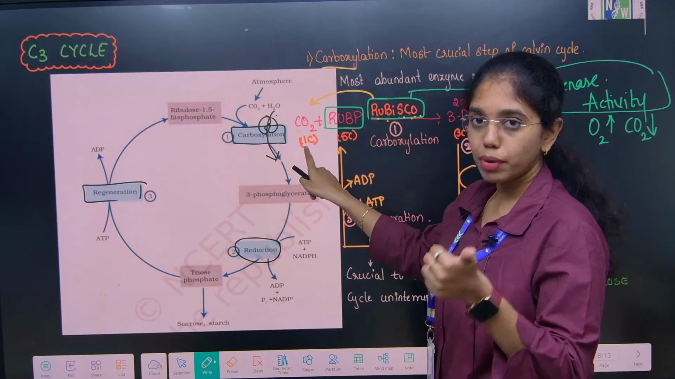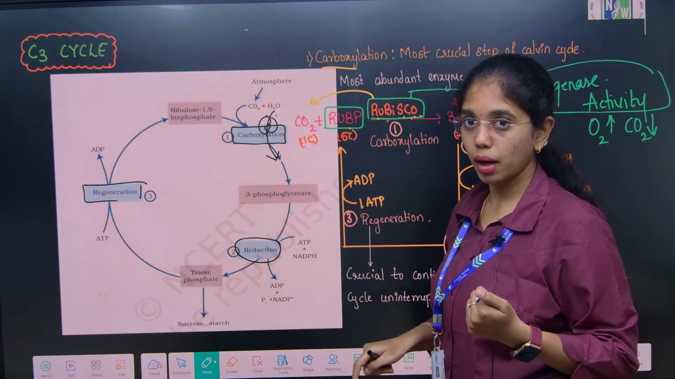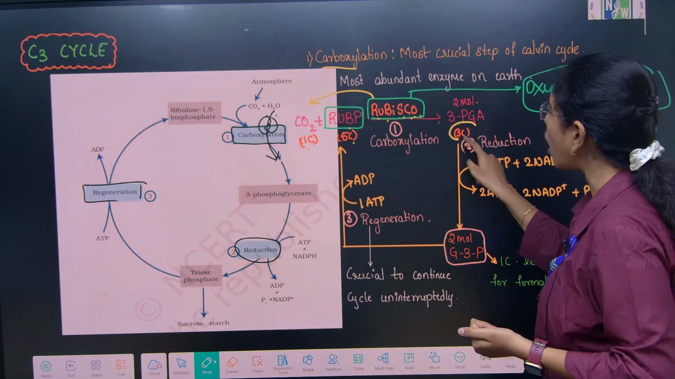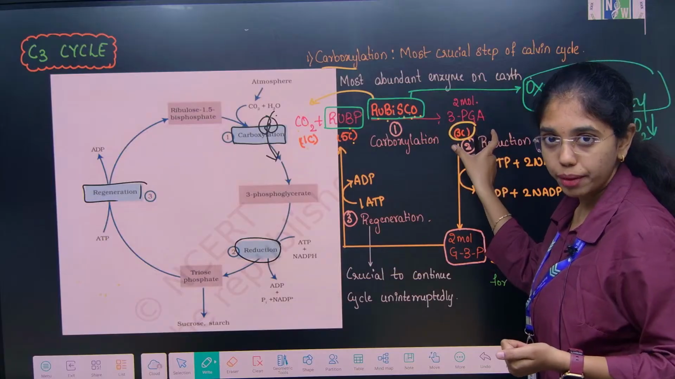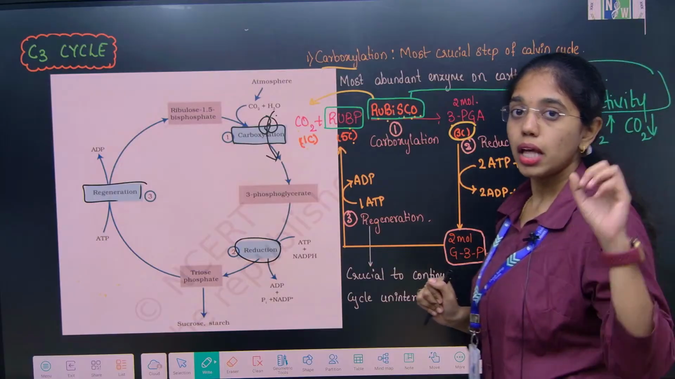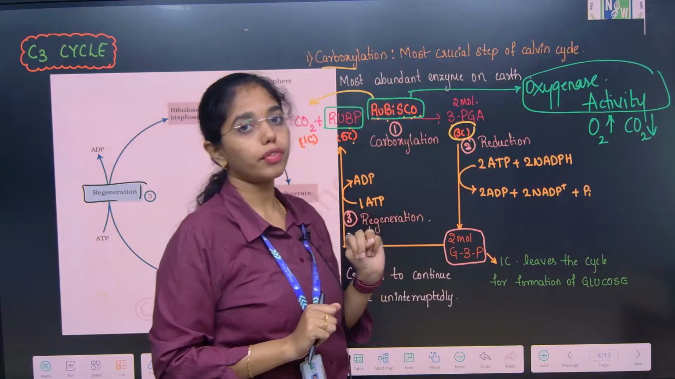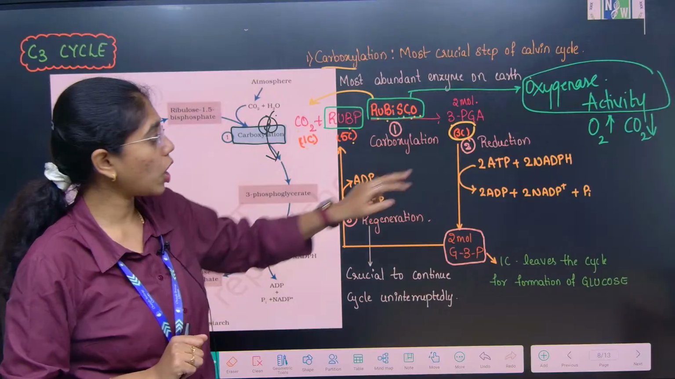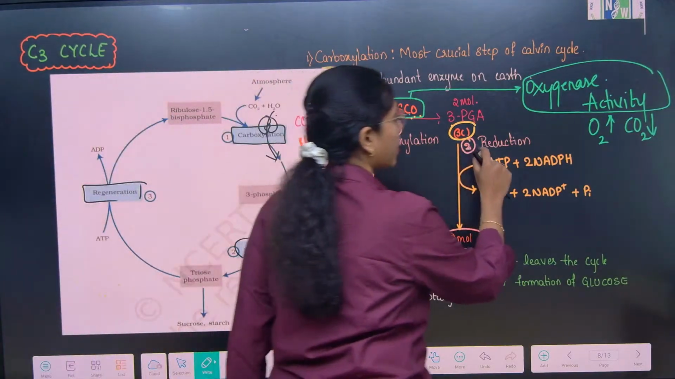See, carbon dioxide has how many carbons? 1 carbon. I told you RuBP is a 5 carbon compound, total 6 carbons, right? So, 2 molecules of a 3 carbon compound are formed as a primary organic intermediate, and that is 3-phosphoglyceric acid. Got it, ma'am? How many molecules? 2 molecules of 3-phosphoglyceric acid are formed when 1 carbon dioxide is fixed, because it is a 3 carbon compound.